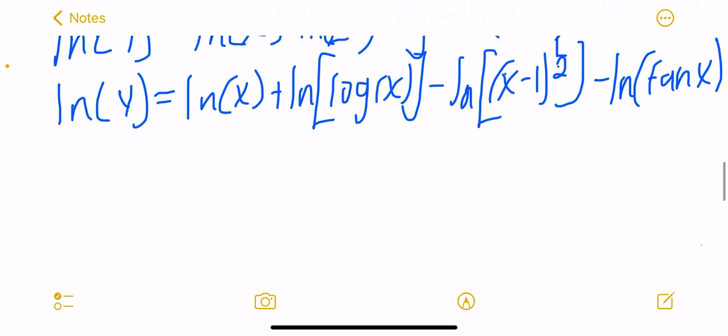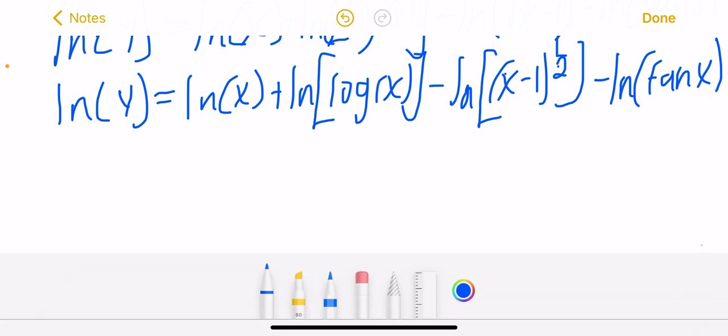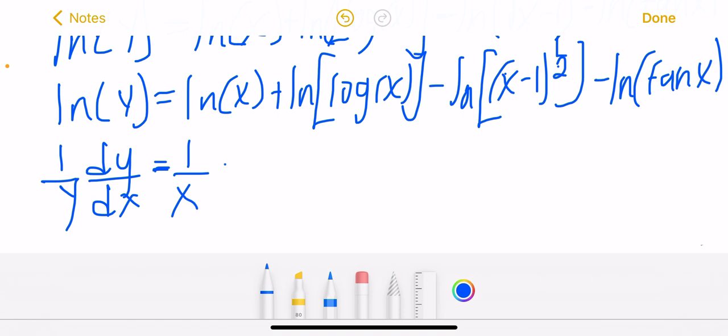And then now all we have to do is to derive both sides. So this side, what is the derivative of ln y? Derivative of ln y will be 1 over y dy over dx, as we are deriving y, equal to, what is the derivative of ln x? This will be 1 over x, okay, plus, what is the derivative of ln of log x, okay? This is like a chain rule. So we have to derive the outer part first, and then we derive the inner part.